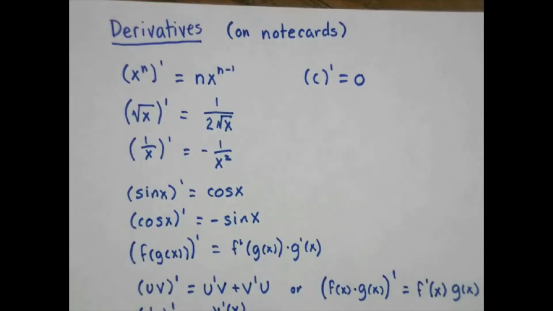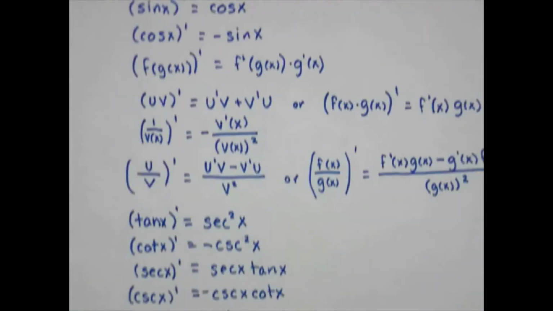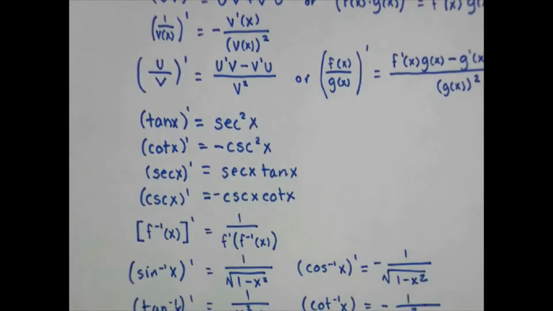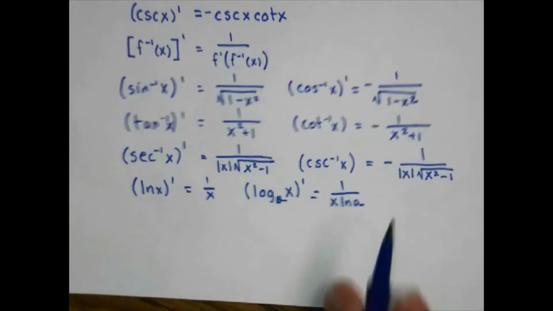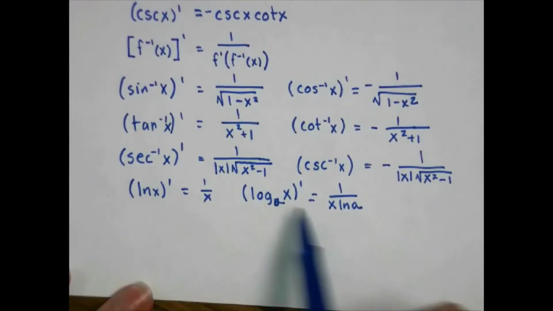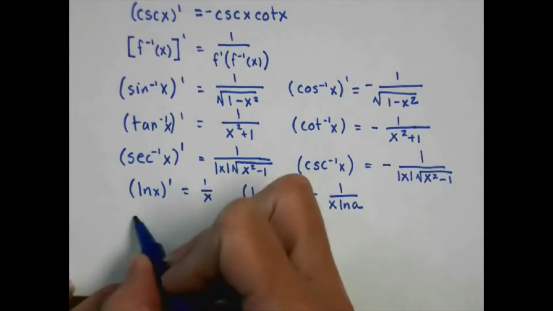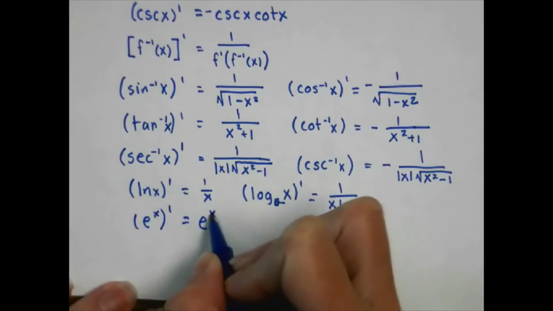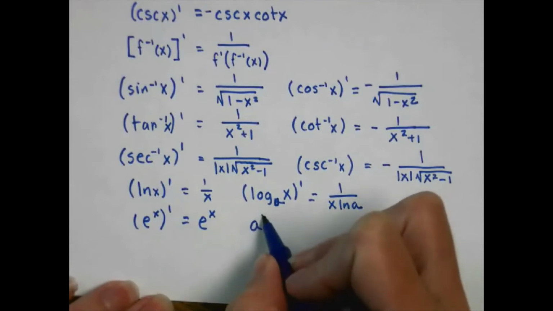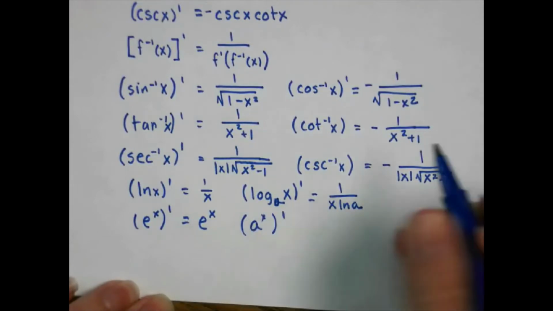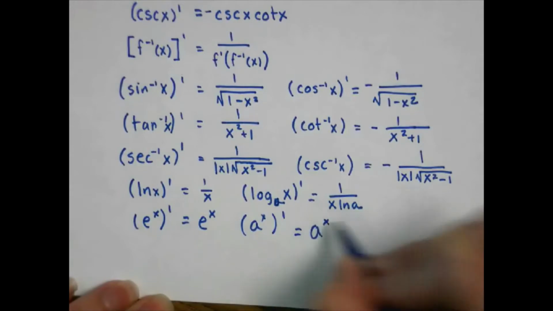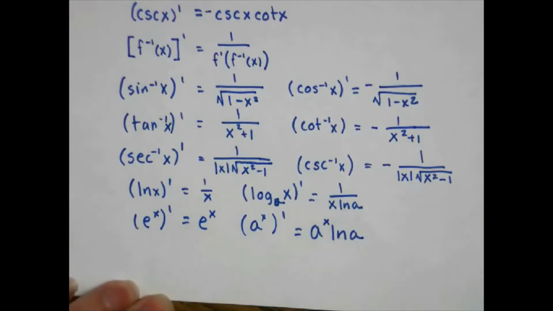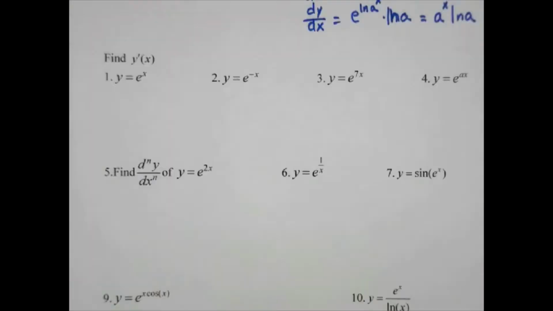So here's my big master list of derivatives that we have. I'm going to add to this. Last class we did natural log and log base a. Now we're going to add e to the x, whose derivative is e to the x, and a to the x, whose derivative is a to the x natural log of a. So now we will use those to do some derivatives.